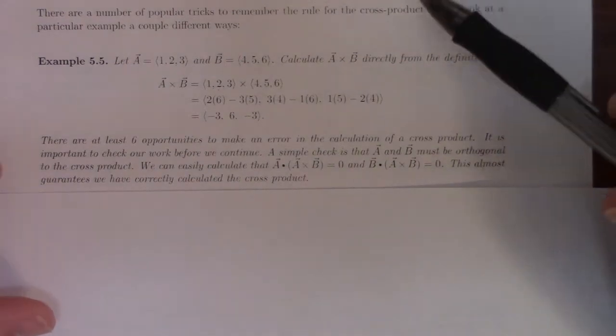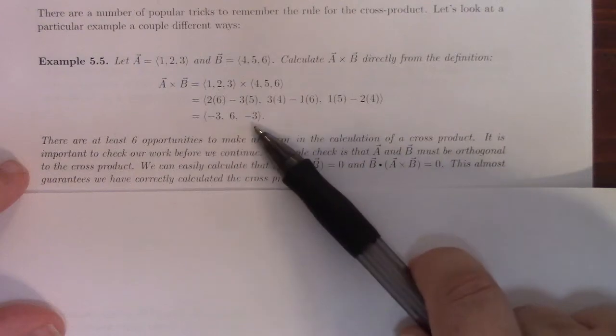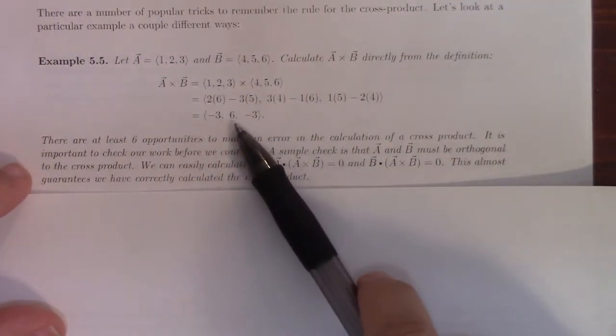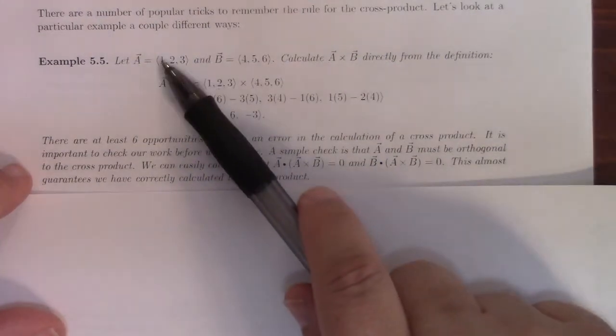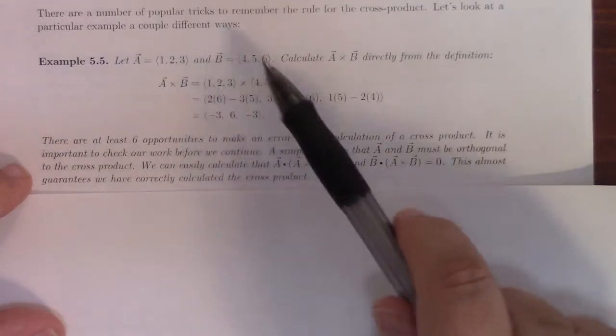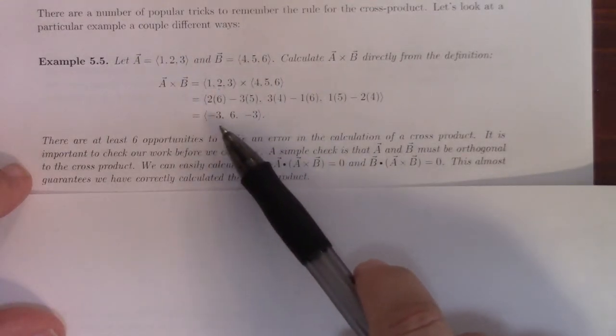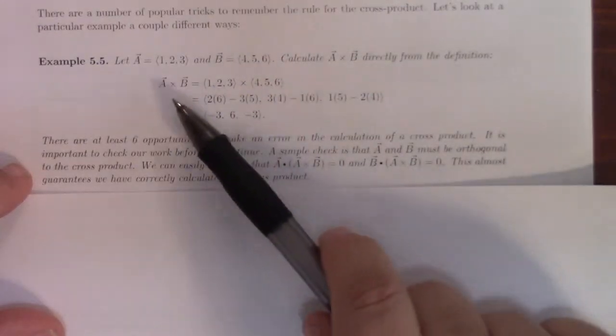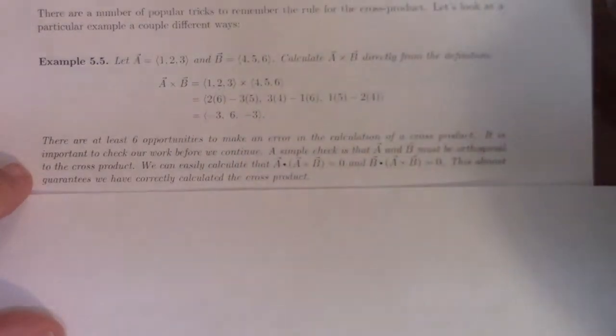So it's a good idea to check your answer, and to check the answer, we just check 1, 2, 3 dot minus 3, 6, minus 3 is 0. Well, that gives me 1 times minus 3 is minus 3, 2 times 6 is 12, 3 times minus 3 is minus 9. So is 12 minus 3 minus 9 0? It sure is. And you can also calculate that A cross B dot 4, 5, 6 is also 0.